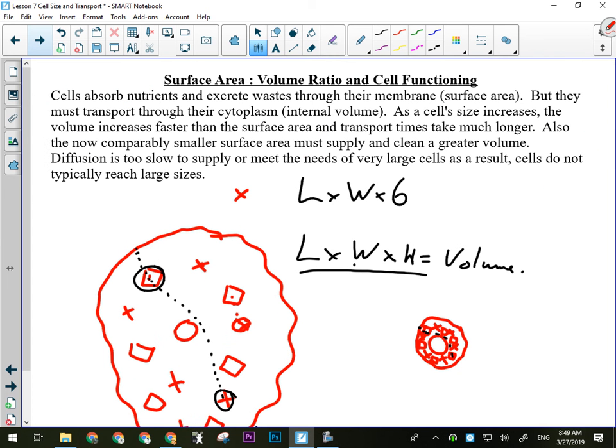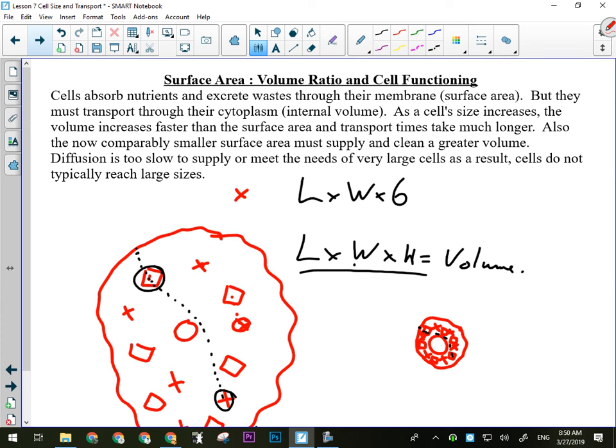All right, so surface area to volume ratio. This is what I mean by surface area to volume ratio. The outside of a cell, in other words, its membrane, is its surface area. The surface area of a cell, the cell membrane, is responsible for essentially acquiring all the food and other necessary materials, because it's what allows them to come into the cell. Once they're in the cell, they have to be transported through the cell's internal volume by what process? Diffusion.